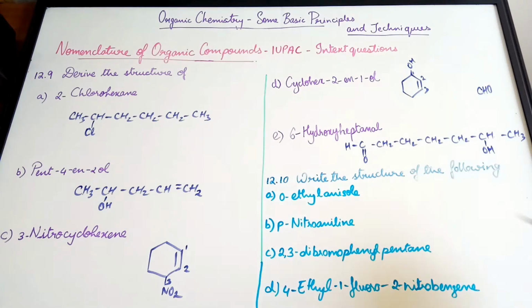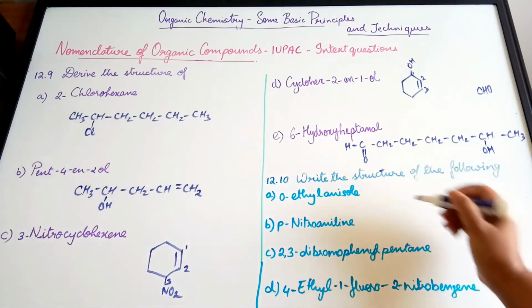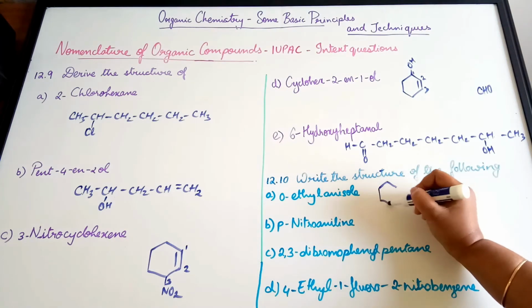Now if suppose we had the CHO on this side, then the alcohol would have been on the second carbon. Next, we have to write the structure of the following, continuation 12.10, ortho-ethyl anisole. So the anisole is basically a benzene ring.